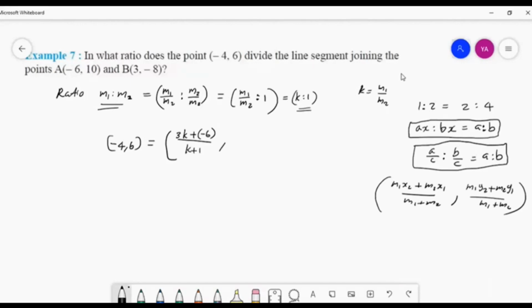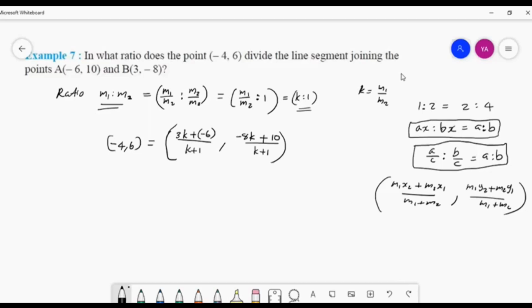Then comma, the second coordinate will come m1 y2. m1 is k, m2 is 1. k into minus 8, minus 8k, plus m2 y1, that is 10 into 1, 10 will come, by m1 plus m2, k plus 1. Okay, now the steps will be a little more easy compared with the last method.